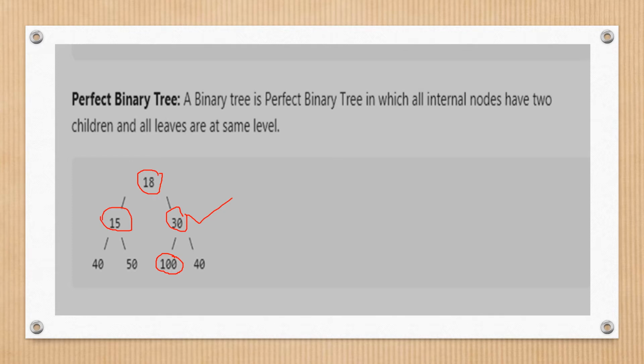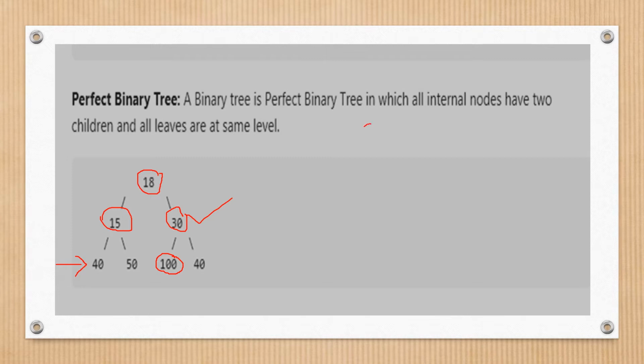In a perfect binary tree, all the internal nodes have two children. Here, see, this is 15. It is an internal node, it contains two children, and also 30 is an internal node and it contains two children, and all the leaves are at the same level. Leaves are nothing but nodes without any child. So these leaves are at the same level. So this is a perfect binary tree.